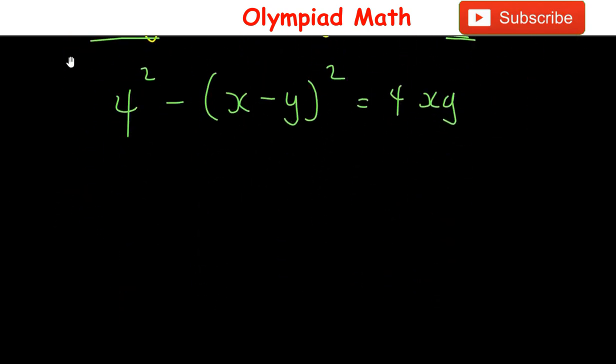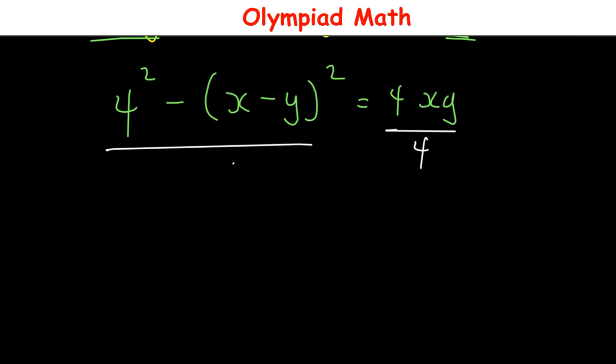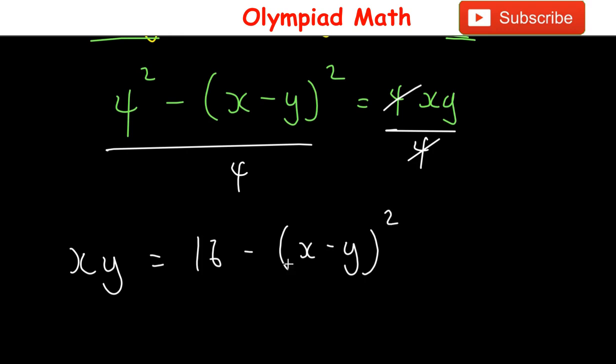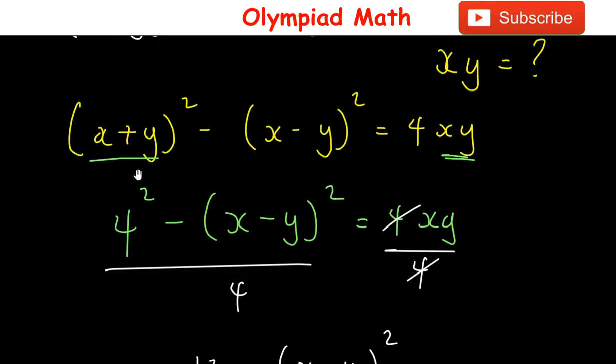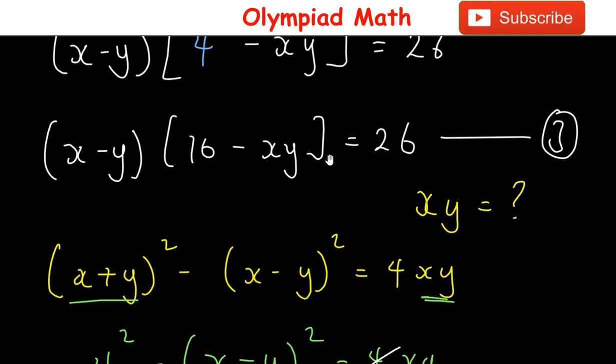Next, divide this equation by 4 to solve for the value of x times y. So x times y equals 4 squared, which is 16, minus in brackets x minus y all raised to power 2, divided by 4. Now, we have gotten the value of x times y. We are going to input this value into equation 3. Equation 3 is this right here.